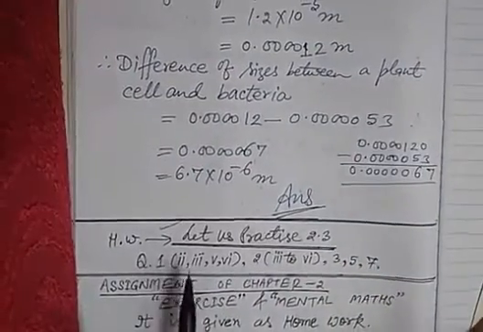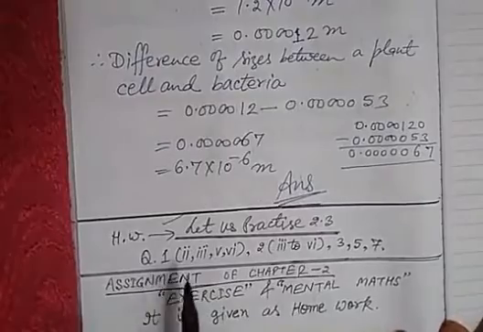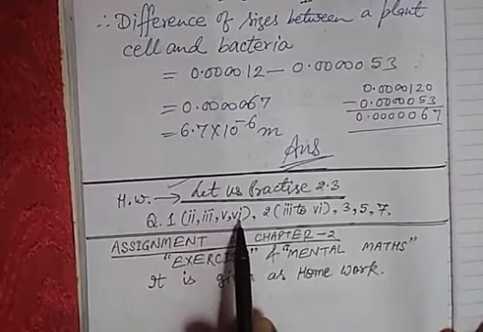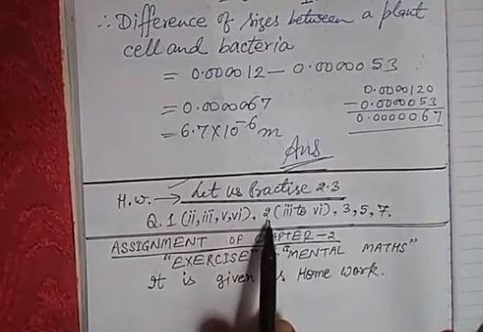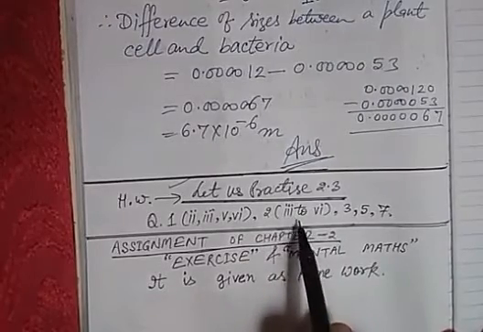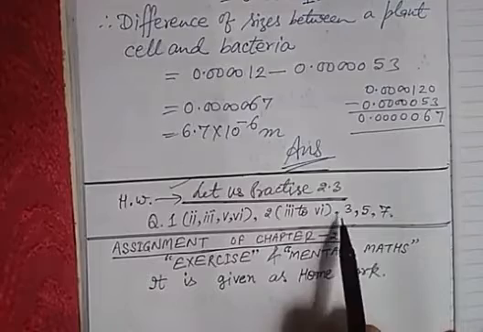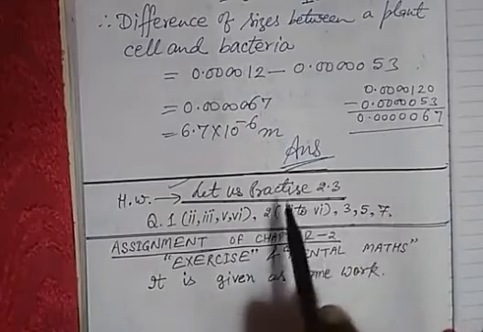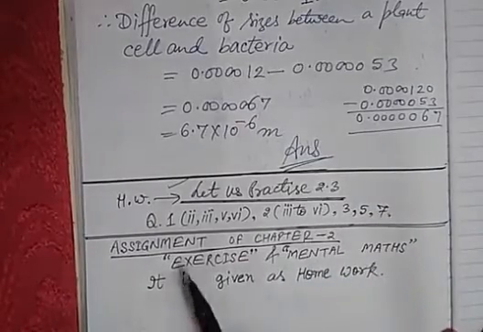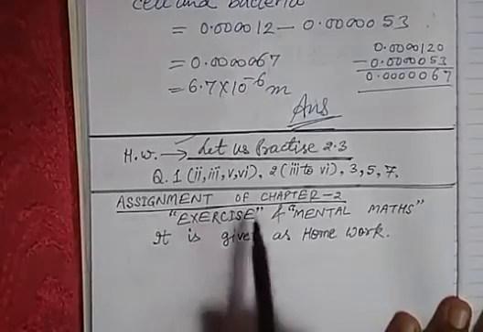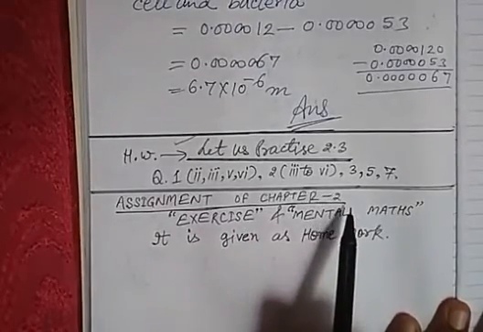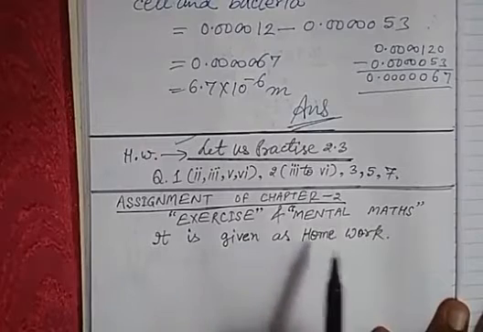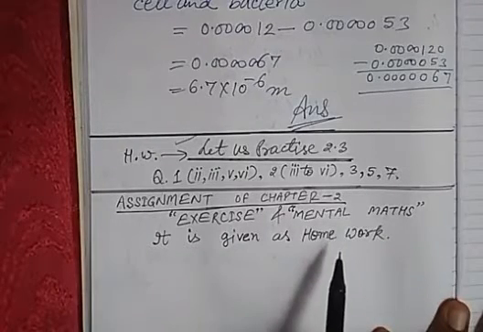Now homework of Practice 2.3. Question number 1, second part, third part, fifth part and sixth part. Question number 2, third to sixth part. Question number 3, question number 5, question number 7. It is given as homework. You have to do it in your homework. Now, the assignment of chapter 2, Exercise and Mental Maths, is also given as homework. You have to do it in your homework.